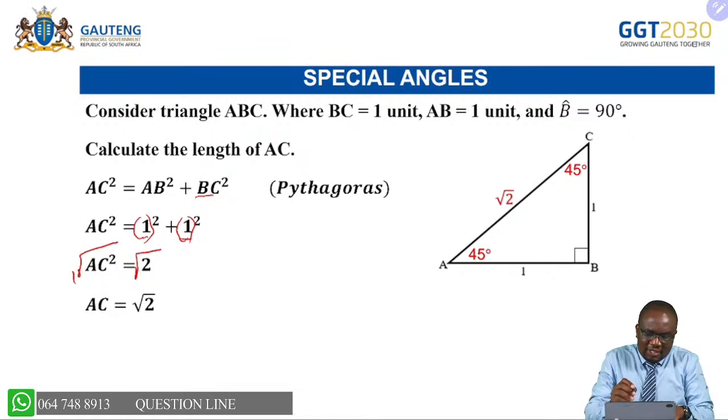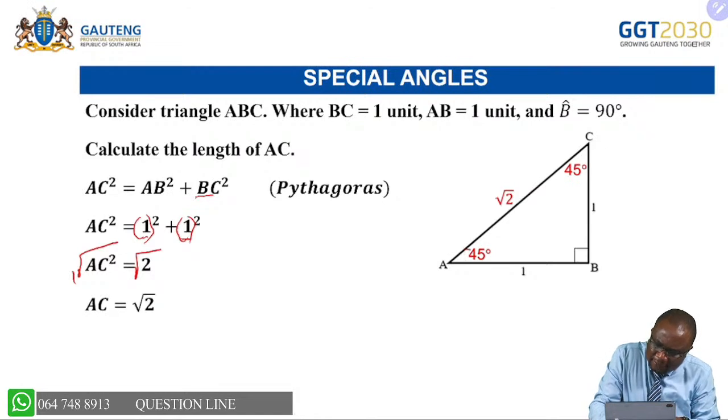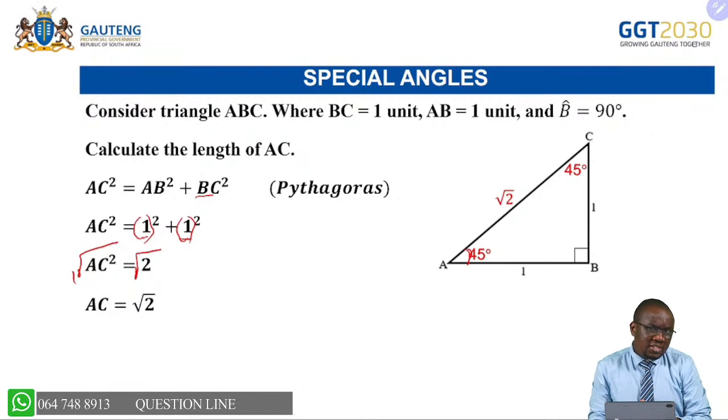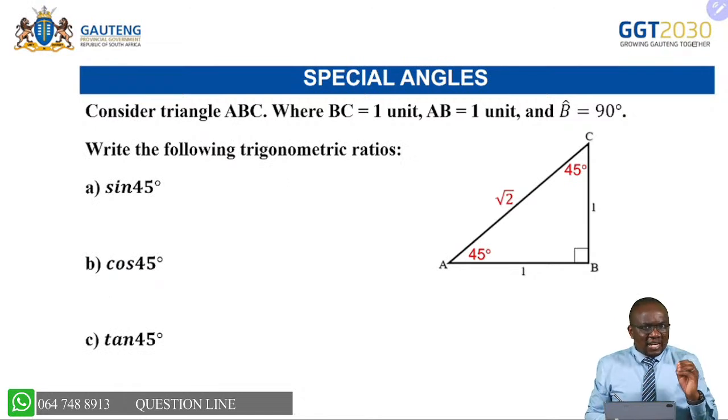Now, let's make this one our reference angle. If you look at the angle 45, which one is the opposite side? It's BC, which is 1, isn't it? Which one is the adjacent side? It's AB, which is 1, isn't it? Which one is the hypotenuse? It's AC, which is square root of 2, isn't it? Okay, good. Now I want us to use our triangle to write our 3 trigonometric ratios.